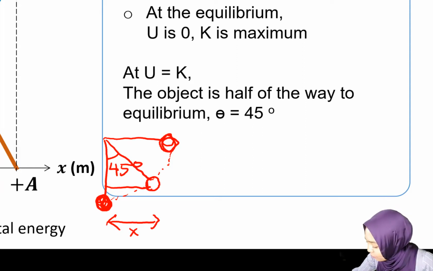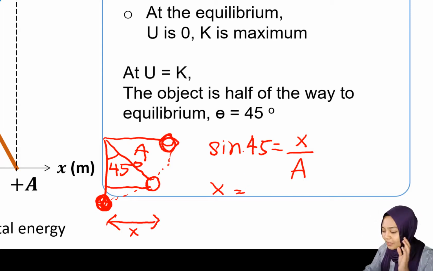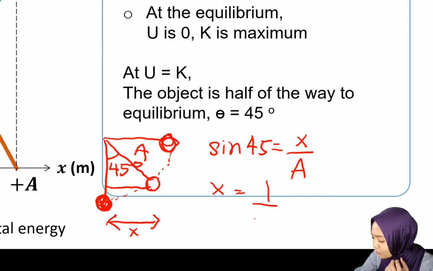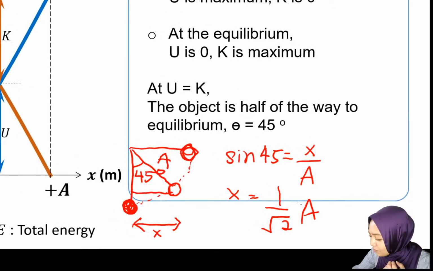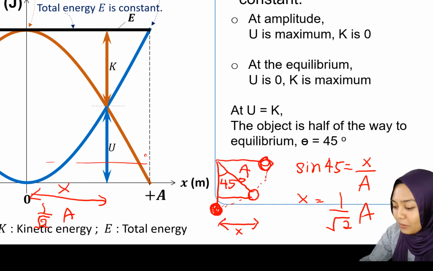Okay, so what can we do with it? This is actually the amplitude, right? So this is the x, so this is actually sine. So sine 45 degrees equals x over amplitude. So x equals, now sine 45, we can do the calculation for that, you end up with 1 over root 2 times the amplitude. So this displacement is 1 over root 2 of the whole amplitude.